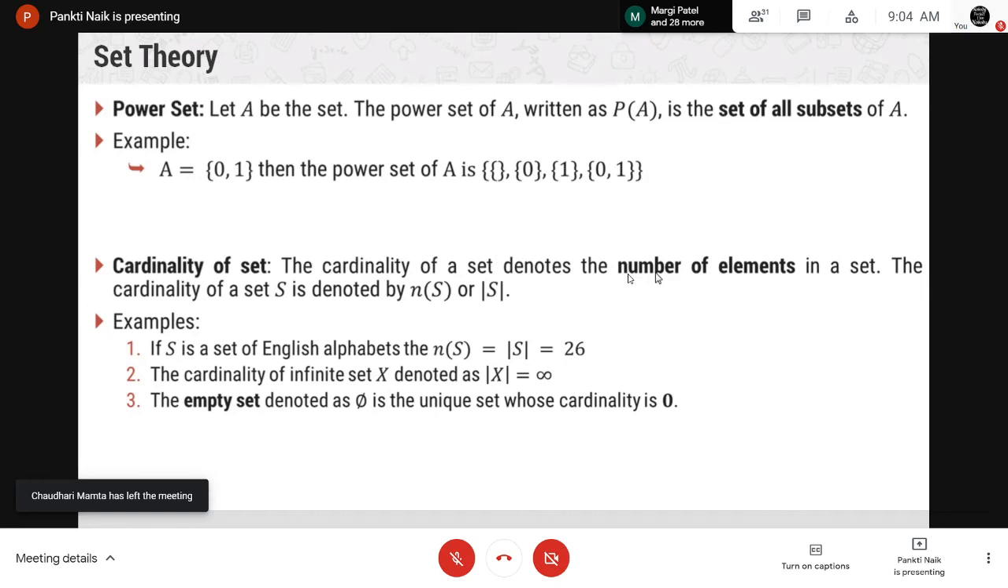Then cardinality of sets, right? So cardinality of set is represented like |S| or n(S), right? Cardinality of set denotes the number of elements in a set. Cardinality means how many members are there in the set, that number is known as cardinality of set, right?